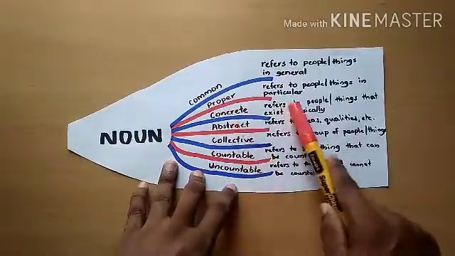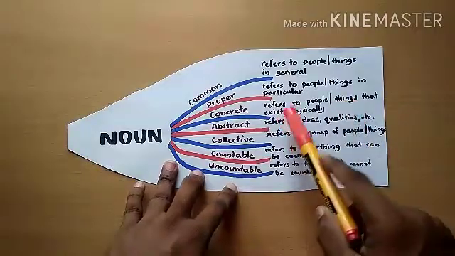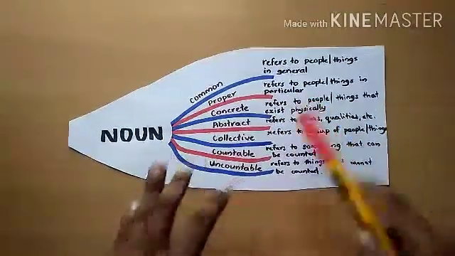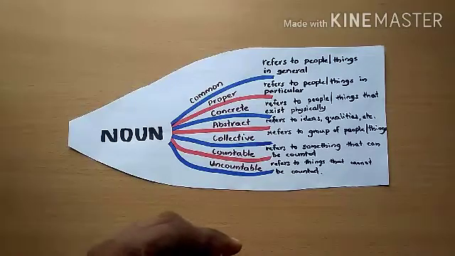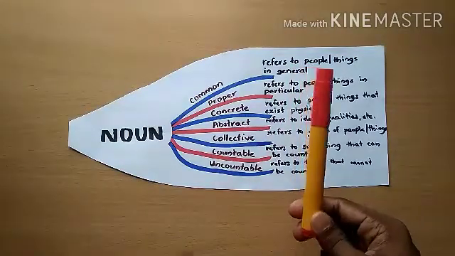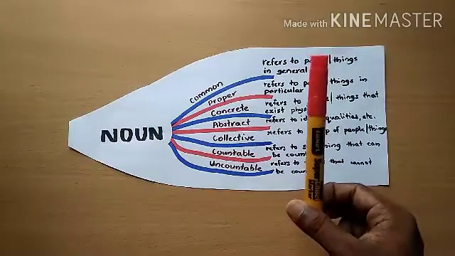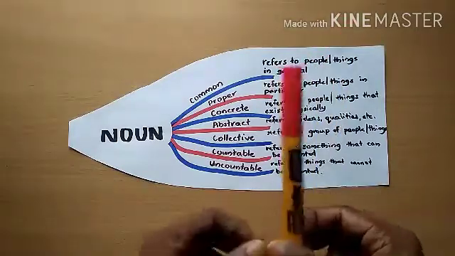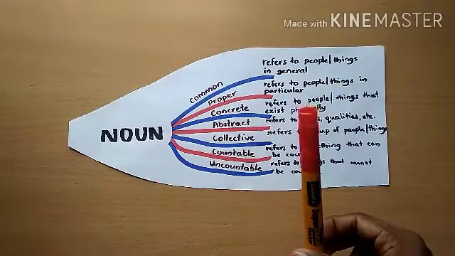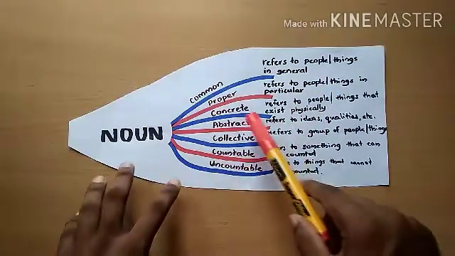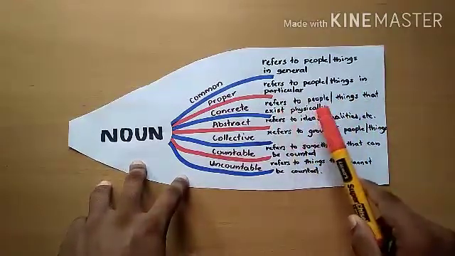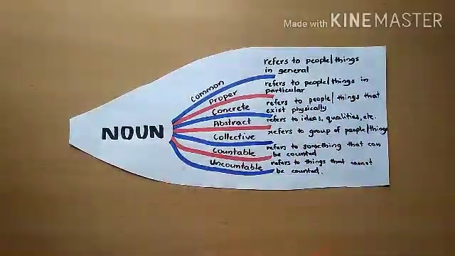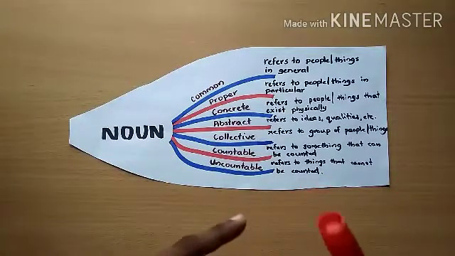Then we have something called concrete noun. Concrete noun refers to people or things that exist physically, that can be touched, that can be seen. All those nouns are called concrete nouns. Like this pen, this marker, we are able to see this, right? Marker is a noun. So what we are able to see, we call it a concrete noun. Physically means that can be touched, that can be seen, that can be felt.